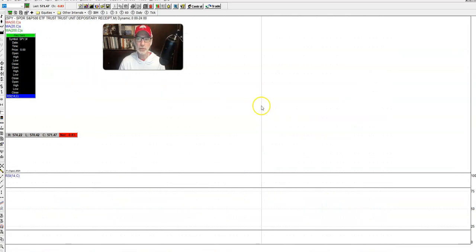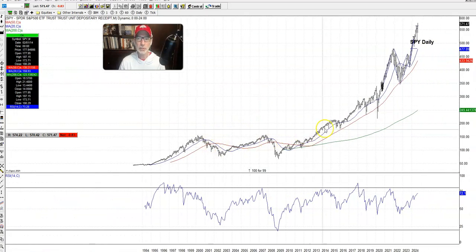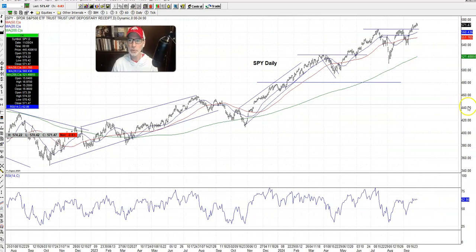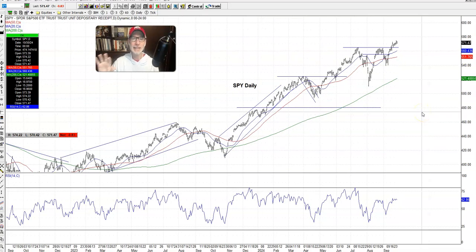Here's the monthly chart of the stock market as a whole. You can't keep it down. You're going to have the pullbacks along the way, but eventually the market will keep going up. So the last quarter of the year, typically October, November, December, is very bullish.